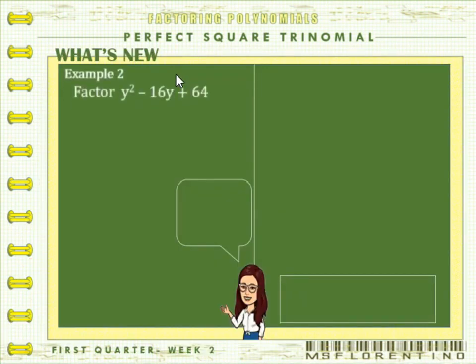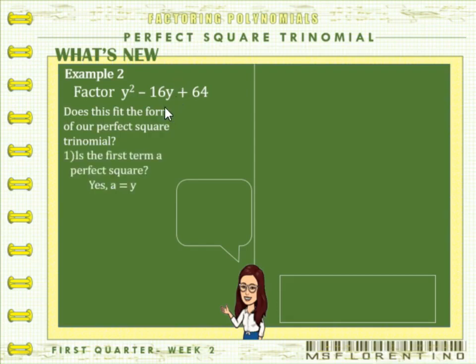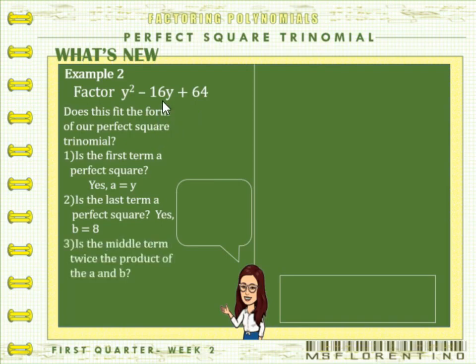Example 2. Factor y squared minus 16y plus 64. First, we test once again if it fits the form of a perfect square trinomial. Is the first term a perfect square? Is the last term a perfect square? Is the middle term twice the product of a and b?